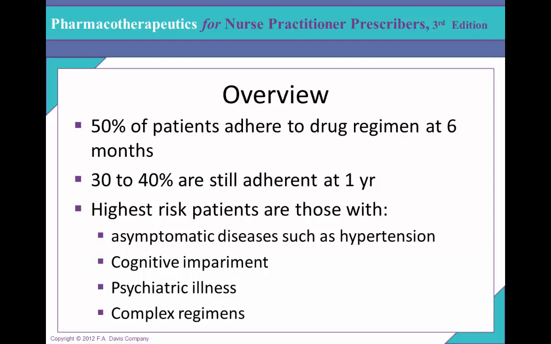Cognitive impairment, if the patient has Alzheimer's or dementia or because of the course of the disease, you need to be able to educate the proxy or the caregiver. What about asymptomatic diseases? Many, including chronic conditions, in early stages are completely asymptomatic.